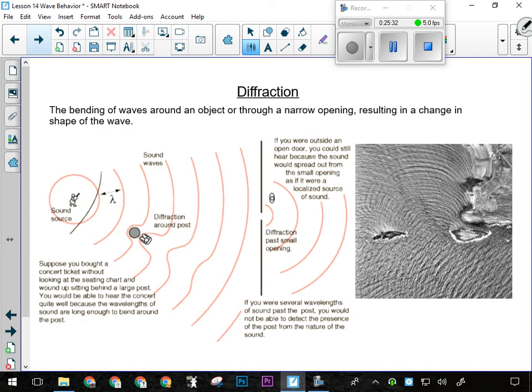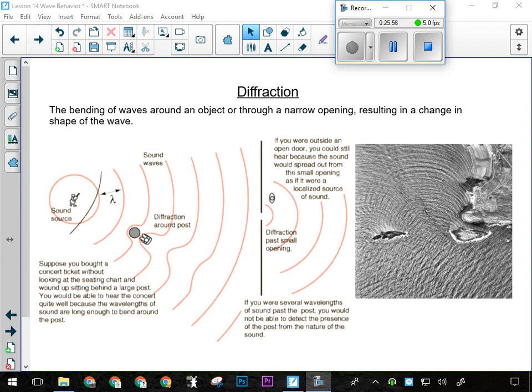All right, this one I don't think is in your notes package, so you'll need to write down this stuff on diffraction, and then I will explain diffraction to you here in just a minute. So just really what you need is this sentence here and maybe a quick hand-drawn diagram of diffraction around an object and diffraction through a narrow slit. So just make quick diagrams of those.